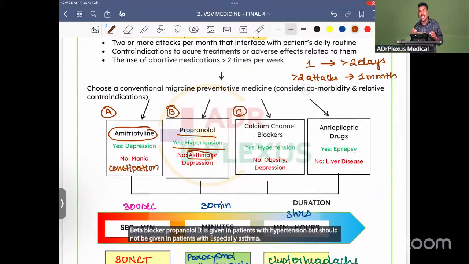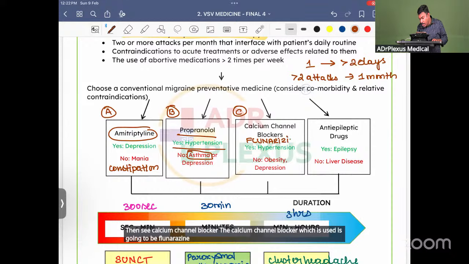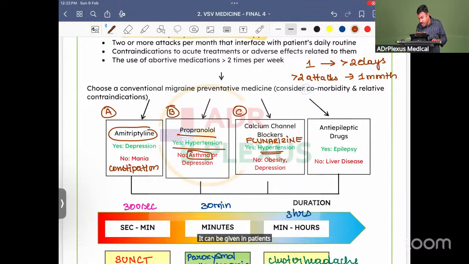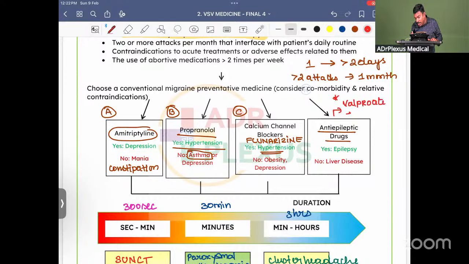Then C, calcium channel blocker. The calcium channel blocker which is used is flunarizine. It can be given in patients with hypertension. Then D, anti-epileptic drug. The drug with the highest efficacy among the anti-epileptic drugs is valproate. Then you can also try topiramate. These are a few drugs used in prophylaxis of your patient with migraine.